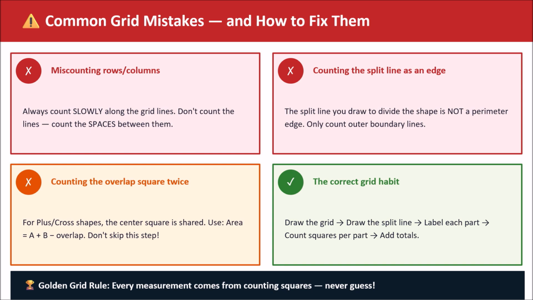That's everything. Take a piece of graph paper, draw your L shape, T shape, and plus shape, then challenge yourself to find the area and perimeter of each of the shapes.